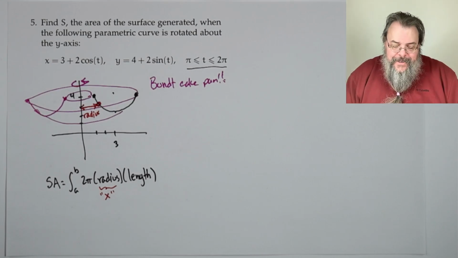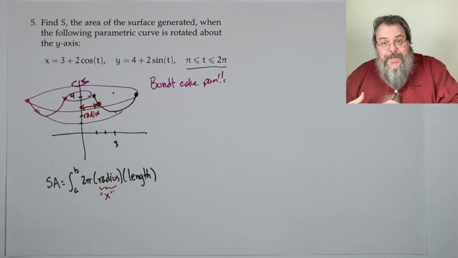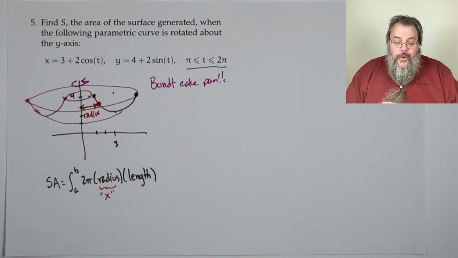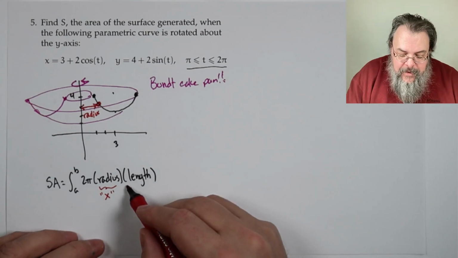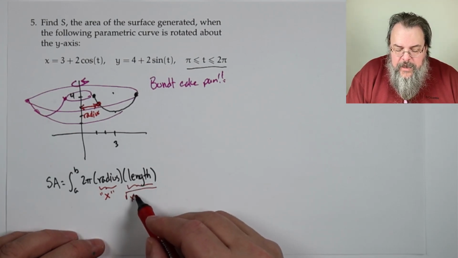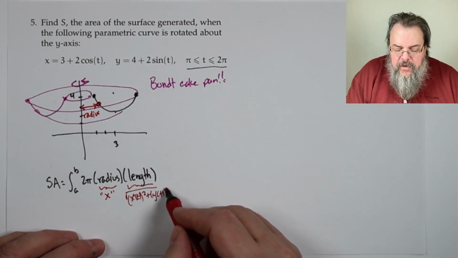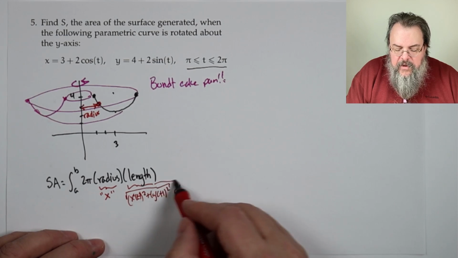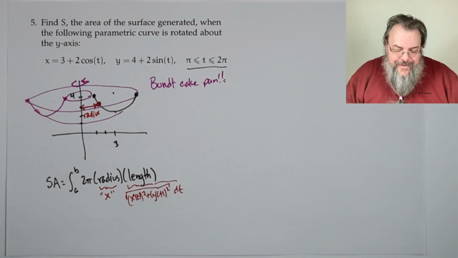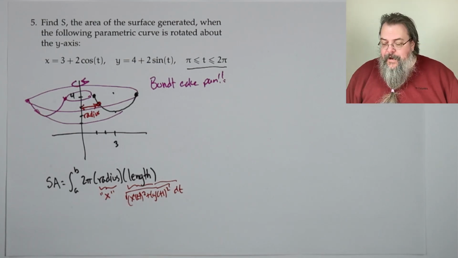Okay, now, what's the length? Well, we need to see what setting we're in. What setting are we in? Parametric. So for the length, this is going to be the square root of x prime of t squared plus y prime of t squared dt. So that's the length. Wait, now we have all our pieces. All our pieces are in play, so we just need to work these things out.